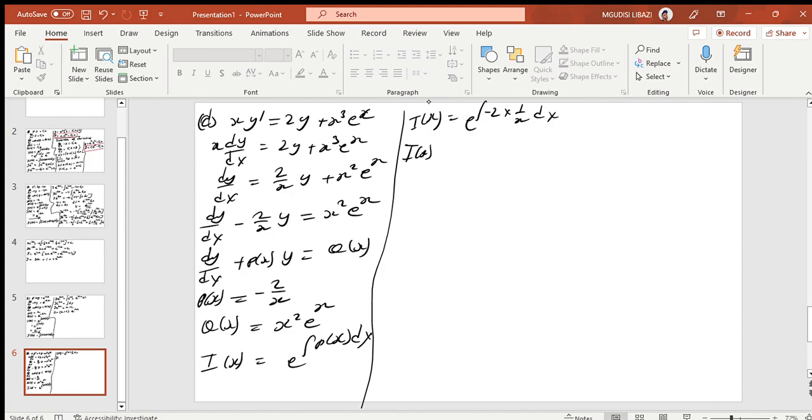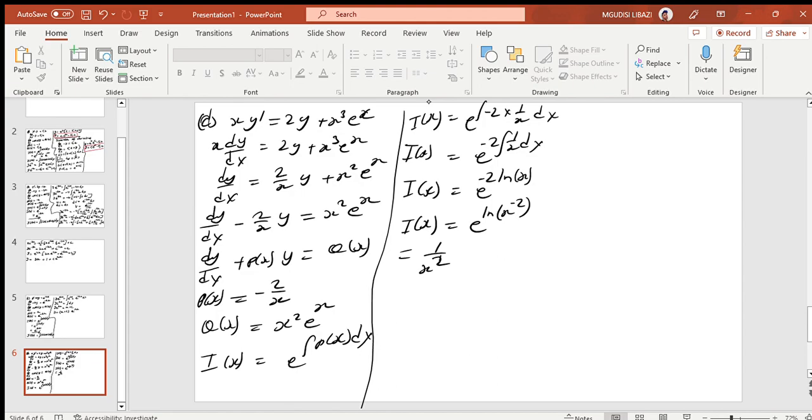So our I of x is going to be e raised to negative 2 times the integral of 1 over x dx. So I of x is going to be e raised to negative 2 natural logarithm of x, since the integral of 1 over x is the natural logarithm of x. So I of x is e raised to the natural logarithm of x to the minus 2, and this finally becomes 1 over x squared, or x raised to negative 2.